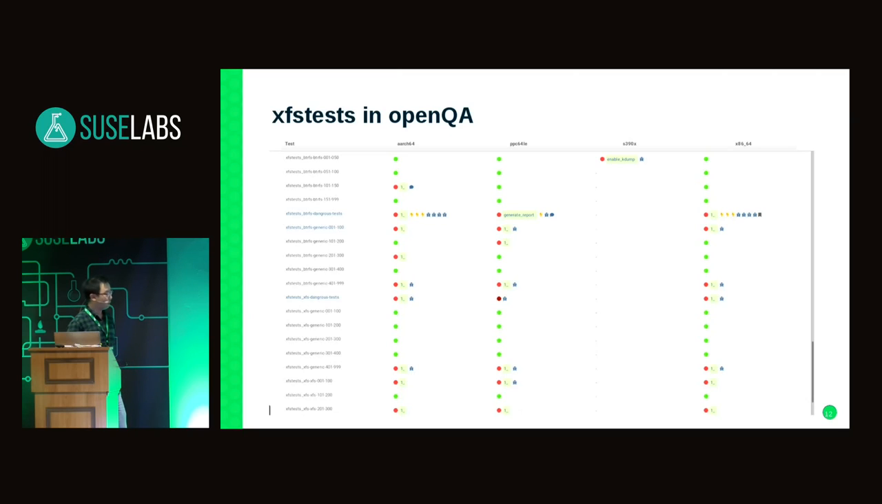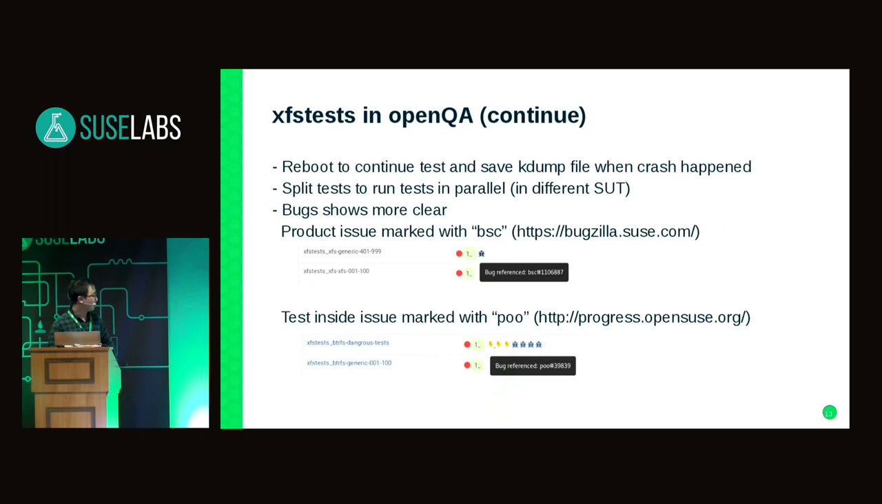In openQA we can manually mark the bugs at first, and then if openQA finds that the next run has a similar failure like this, it will add the bug at the same place directly. And the symbol next to it means some test suite internal issues we need to fix. These are some details. The bugs are what we reported into Bugzilla, and the internal issues we file into POO, which is progress.opensuse.org.